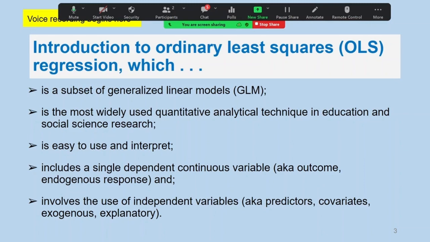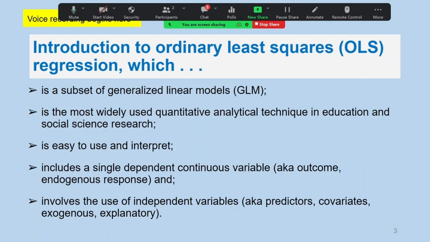It's easy to use and interpret. It includes a single dependent continuous variable. Sometimes in the literature, it's referred to as an outcome. You've heard me use that word. Or endogenous response. I think in psychology, that's the term that's used, right?